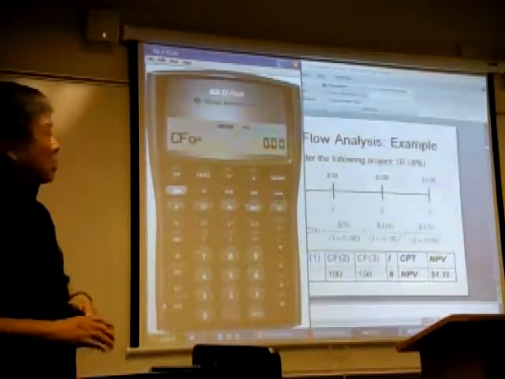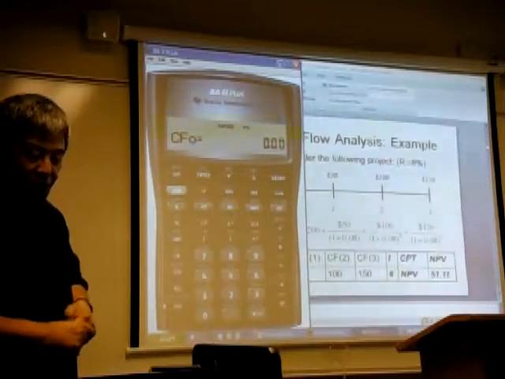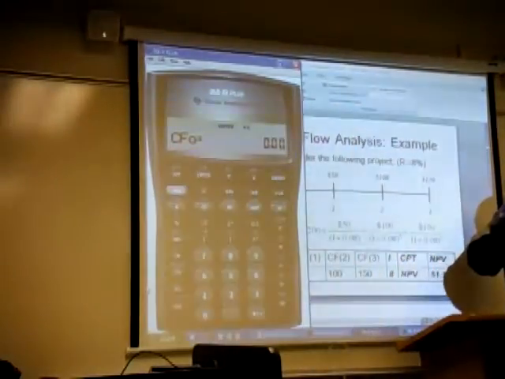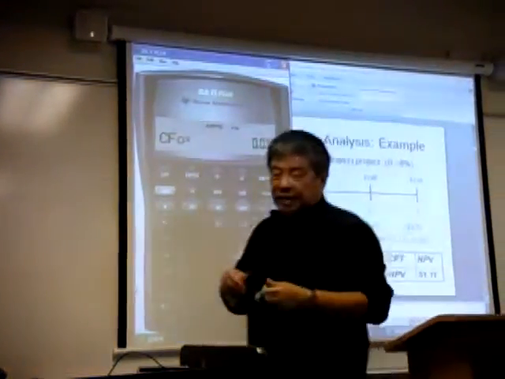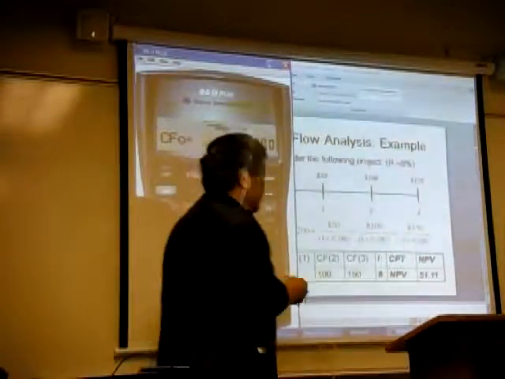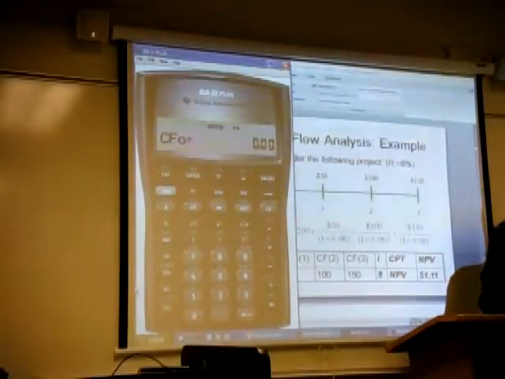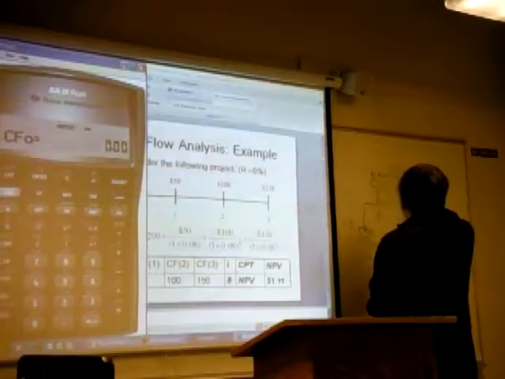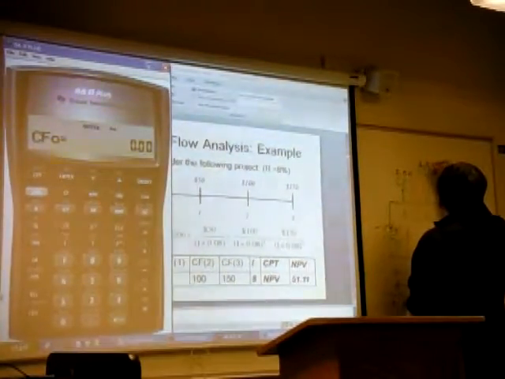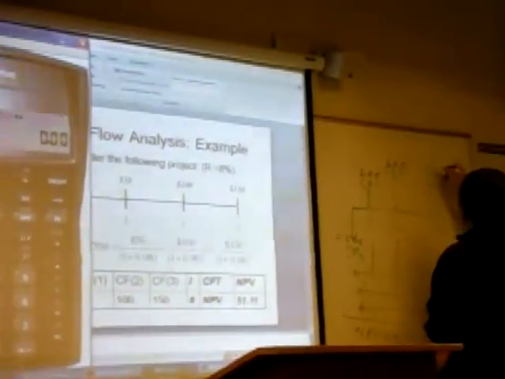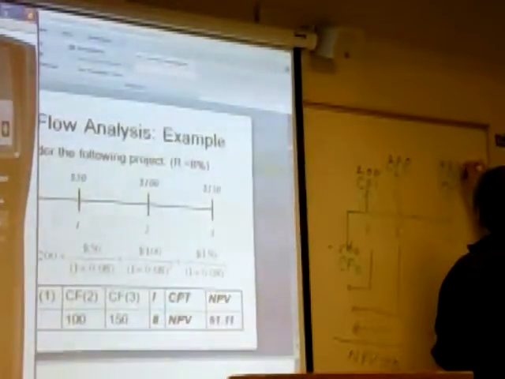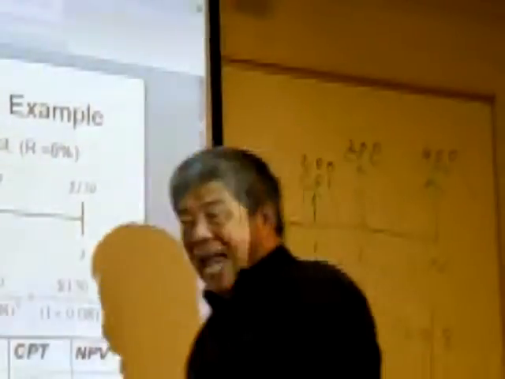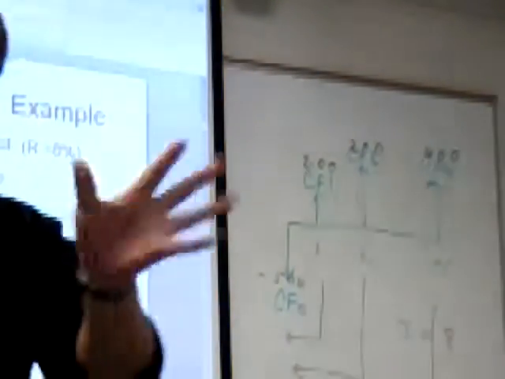Okay? Now let's try, this time I'll give you some different numbers to see how it happens. Let's put some new numbers, just for fun. Investment, let's say 500. This one is 200. And this one is 400. Interest rate still 8%. Calculate its net present value.